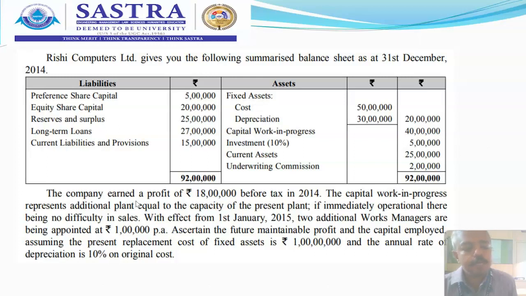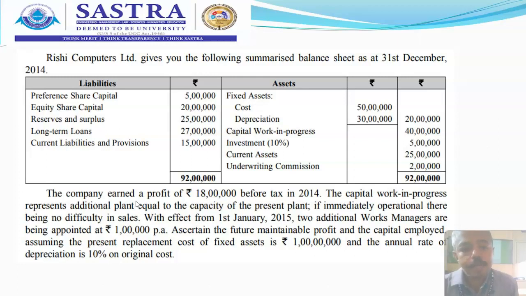Step 2, find out the future maintainable profit. Step 3, find out the capital employed. If you have these 3, then you can proceed. Then step 4, take the normal rate of return. It used to be given in the problem in percentage. And take the number of years of purchase, fifth step, which is given in the problem itself.